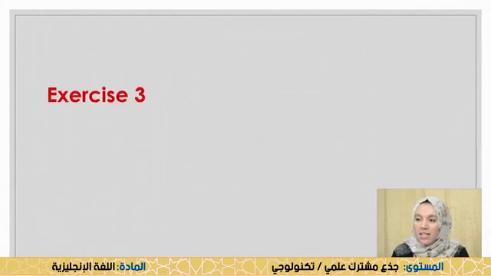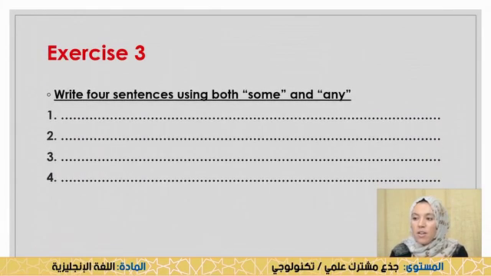Moving on to the last exercise for this lesson. Now it's your turn to produce your own sentences. Write 4 sentences using both some and any. Think about something that you have or something that you don't have. Try producing your own sentences using the newly learned words, some and any. Let me give you an example: I have some friends on my Facebook account, or I don't have any friends on my Facebook account. So you do it on your own and check whether you are using some and any and the type of sentences you're working on.